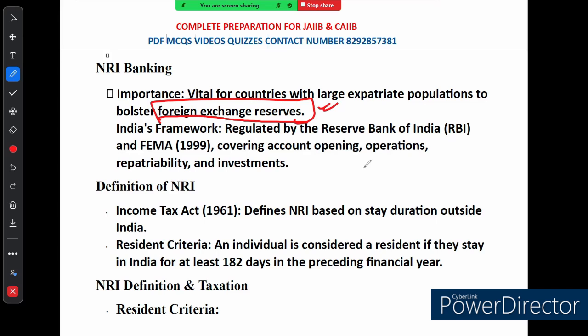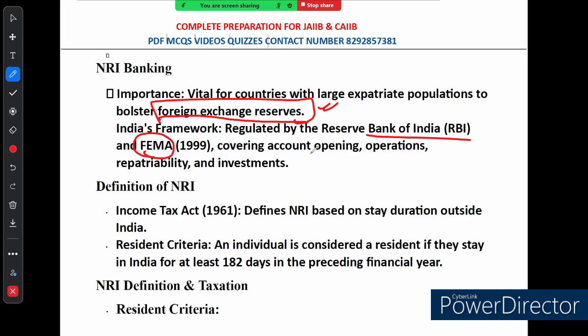So who takes care of NRI banking in India? It is regulated by the Reserve Bank of India, or RBI for short. Think of RBI as the country's top bank that makes the rules to keep our money safe. There is also something called the Foreign Exchange Management Act, 1999, FEMA. This act, along with the RBI, sets the guidelines for opening NRI accounts, how these accounts are operated, the money that can be sent back home, and the kind of investment NRIs can make in India.